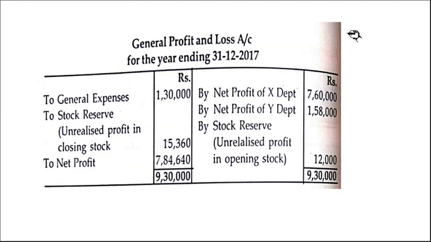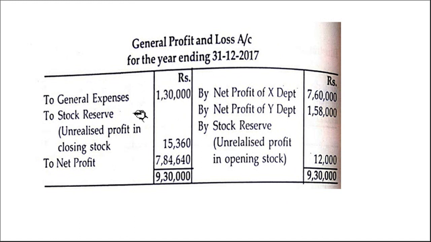The last part of the problem is the general profit and loss account. See, net profit of X Limited, net profit of Y Limited. This is the total company's profit and loss account. So the different departments' net profit brought down, we have to write for both the departments. Then the general expenses which both the departments have, 1,30,000. Now we have to write stock reserve, opening stock reserve and closing stock reserve.